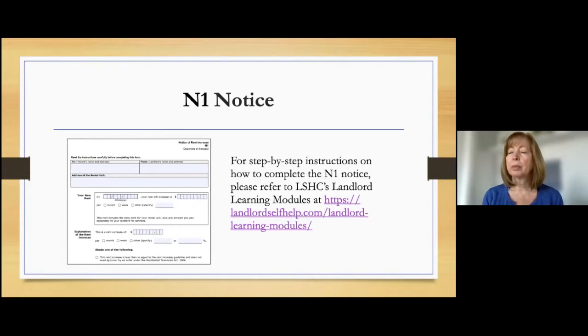If the proper form is not provided, the tenant can refuse to pay the rent increase. Make sure your notice is correctly completed before giving it to the tenant. For more information on how to complete the N1 notice, please refer to our learning modules on our website.